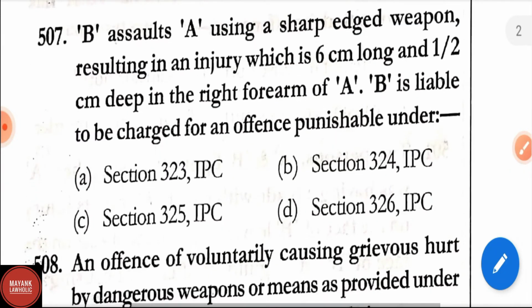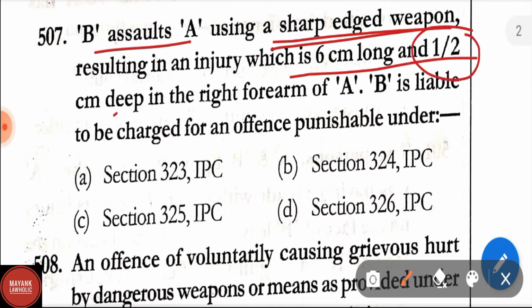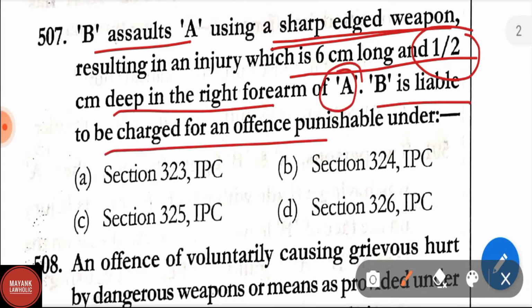Question number 507. B assaults A using a sharp edged weapon, resulting in an injury which is 6 meters long and half meter deep in the right forearm of A. B is liable to be charged for an offence punishable under section 323, section 324, section 325, section 326. Correct answer is section 325 IPC.